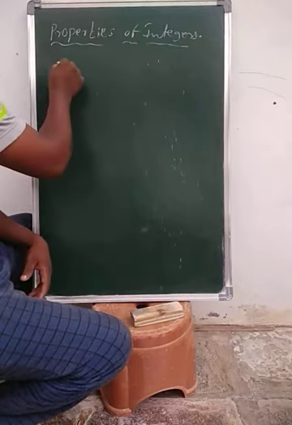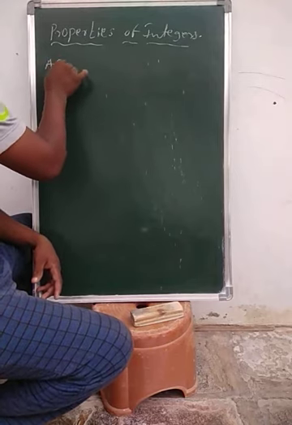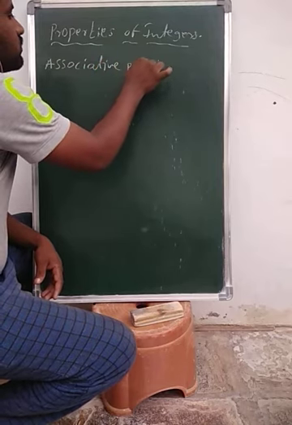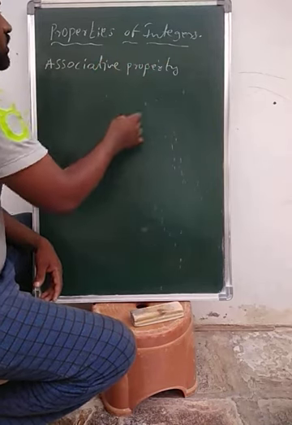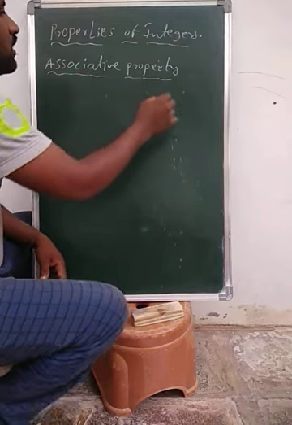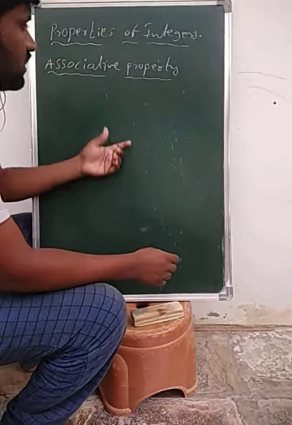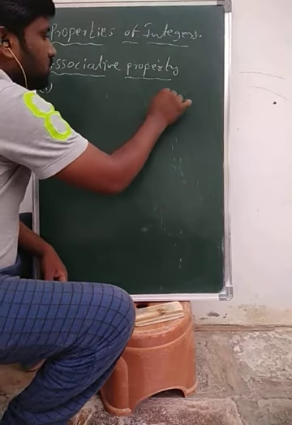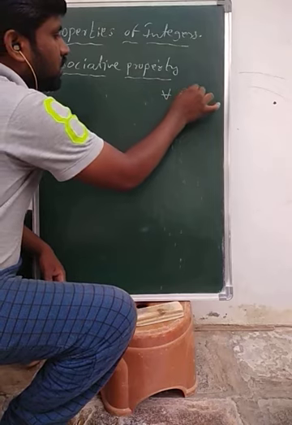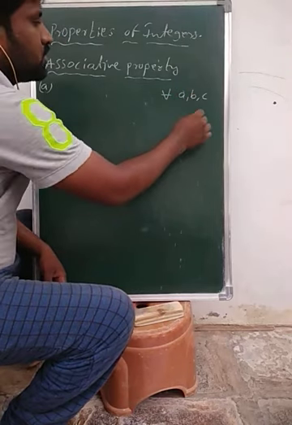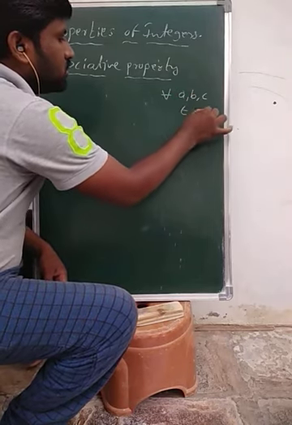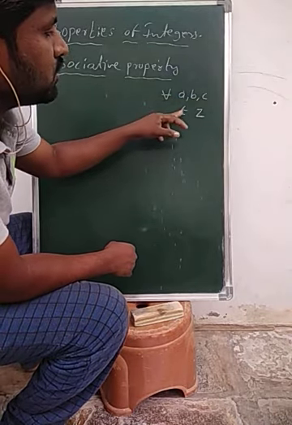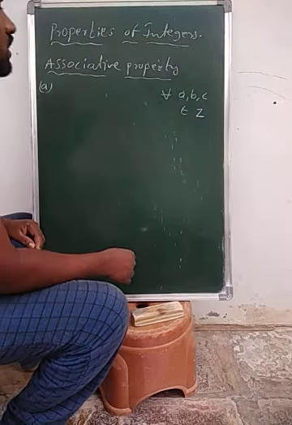In that we are going to discuss the associative property. Associative property. Okay. Now in this property under addition, for all a comma b comma c belongs to integers.